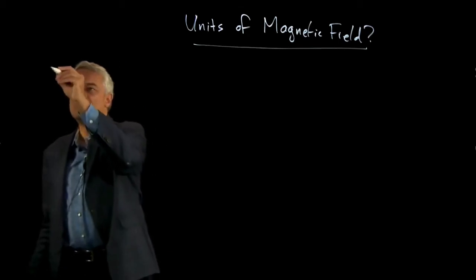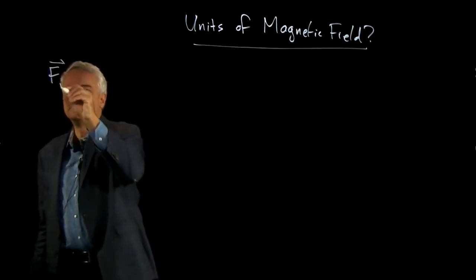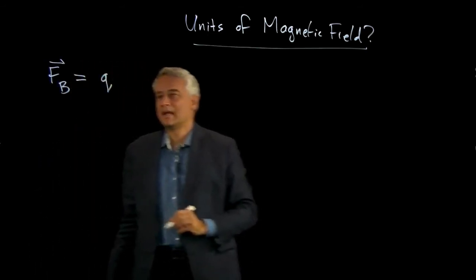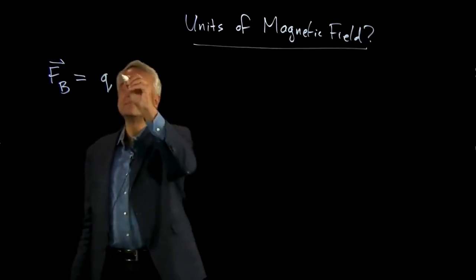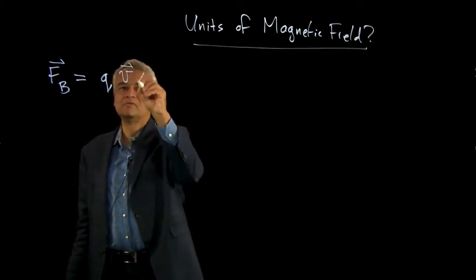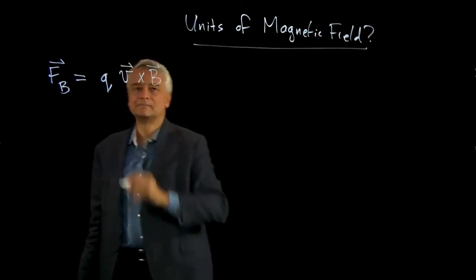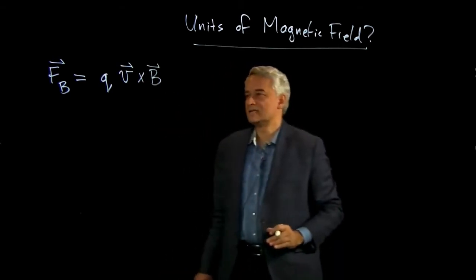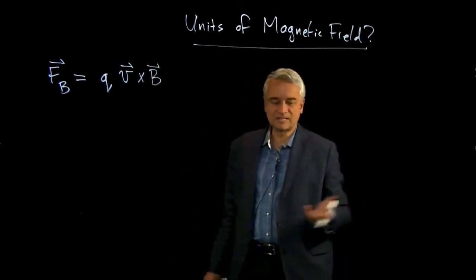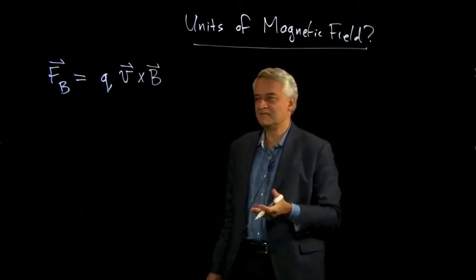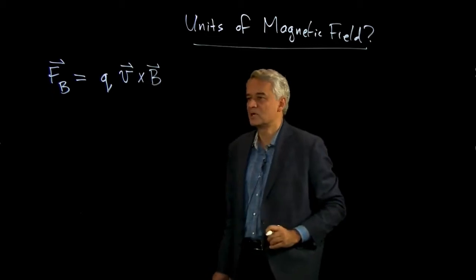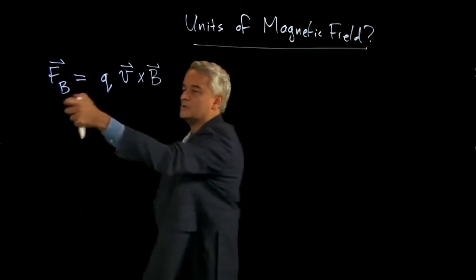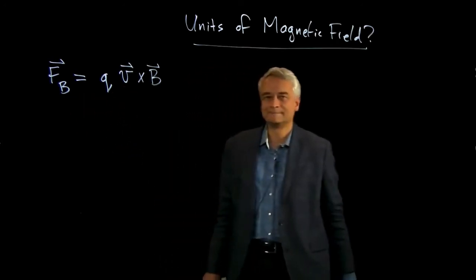Well, what about the force law that we just learned? If I have a charge q and it's in a magnetic field B, what's the force on it? Well, it's qv cross B. So here's an equation in which magnetic field occurs. If the charge is at rest, it doesn't feel any force. But if it's moving with a velocity v, it feels a force qv cross B. And I do, in fact, know the units of everything else in this equation. Force is in newtons, q is in coulombs, and v is in meters per second.